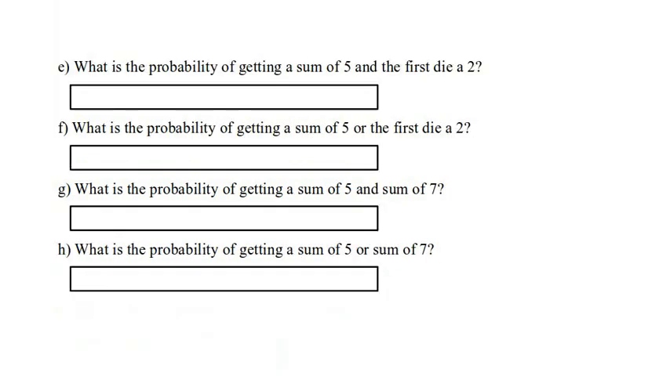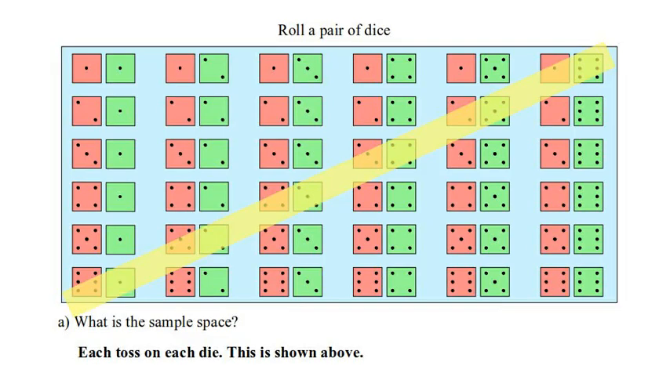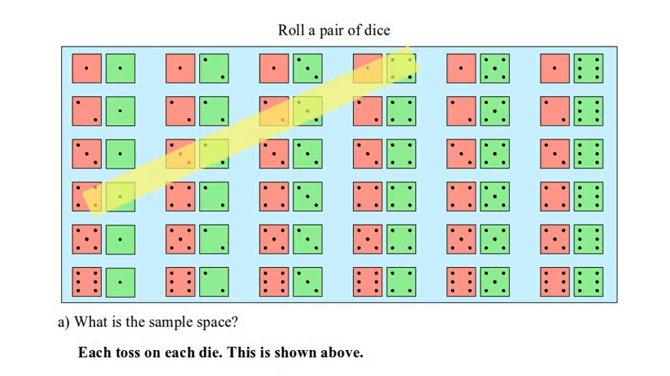The next question asks, what's the probability of getting a sum of 5 and the first die is a 2? So let's go back and look at that sample space. So I'm going to do this by looking at the overlap. It says that the sum is 5, so let's look at everywhere that happens. Here the sum is 5 with 4 and 1, 3 and 2, 2 and 3, 1 and 4. So there's a sum of 5.